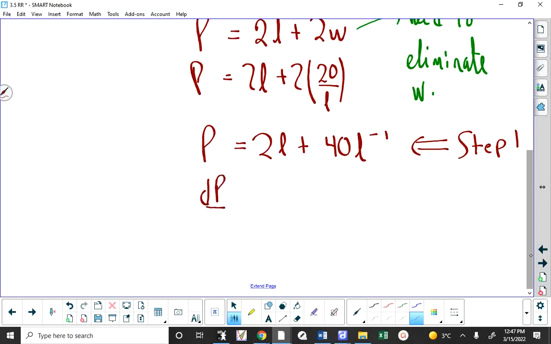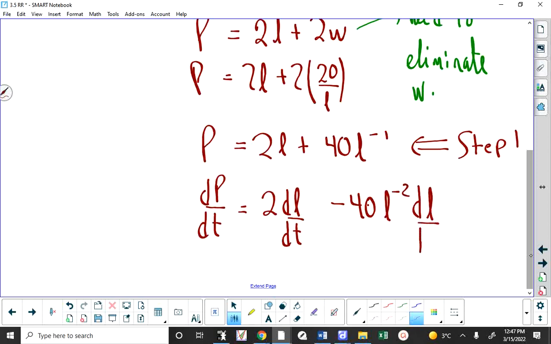I can write dP/dt equals 2 dL/dt. Don't forget you're implicitly differentiating everything with respect to time. Minus, I have to multiply that negative 1 by the 40, so I get negative 40 L to the negative 2 dL/dt. And this is essentially step 2.